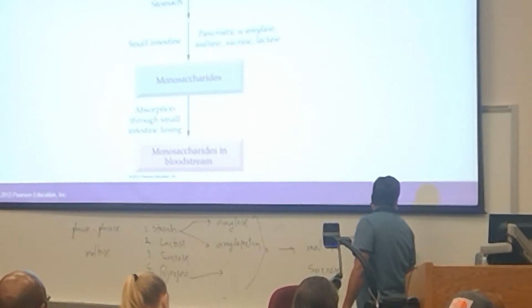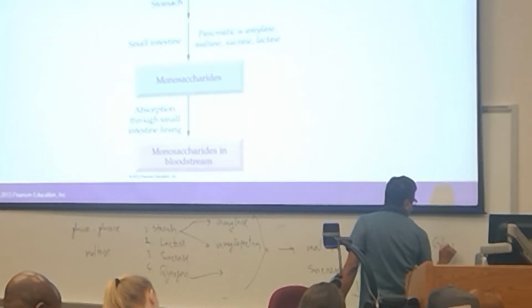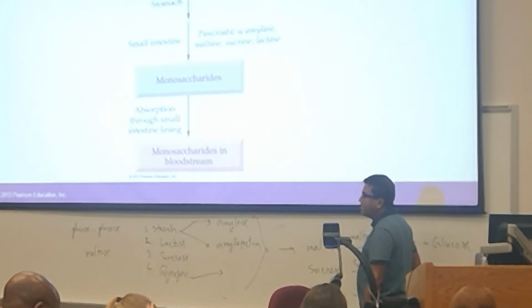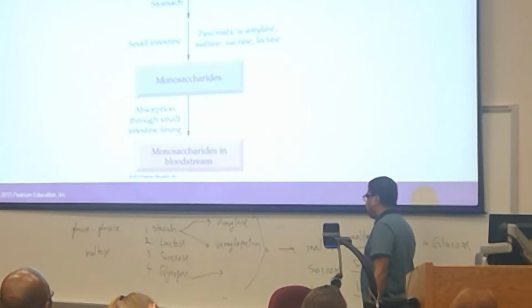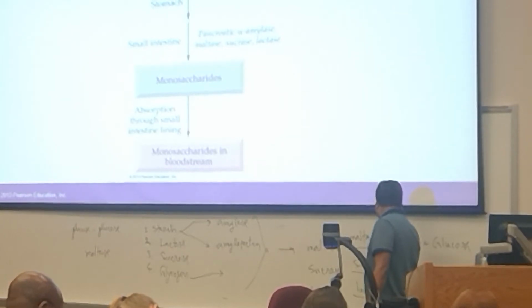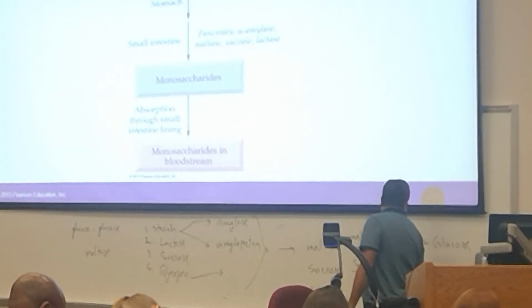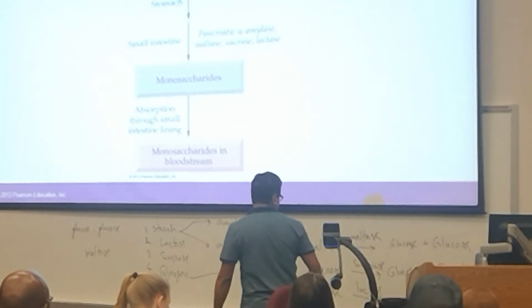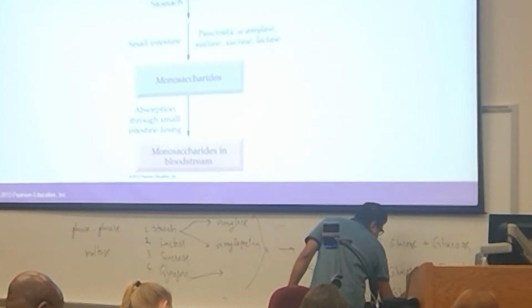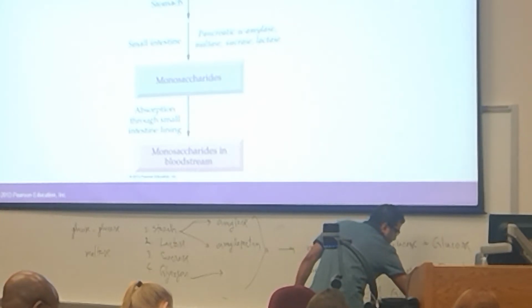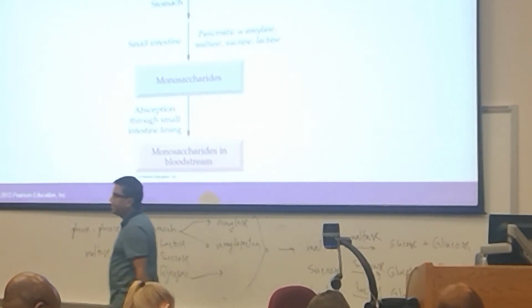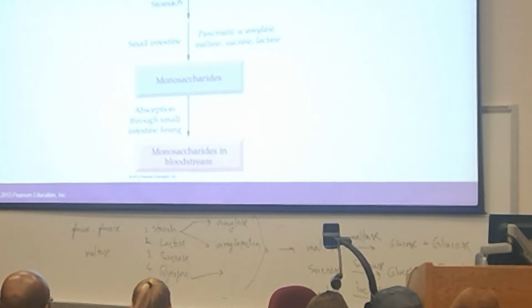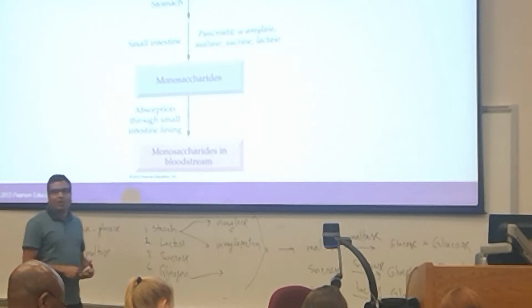So maltose will be glucose plus glucose, because 2 glucose should come from the 1 maltose. Sucrose, what is sucrose going to give us? Do you remember? Sucrose is glucose plus fructose. And lactose is galactose and glucose. All these monosaccharides will form in the small intestine. So we have glucose, fructose, galactose. These are the major monosaccharides that will form in the small intestine.